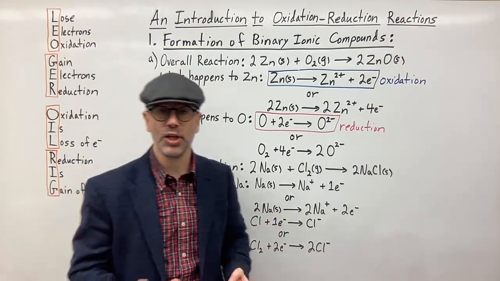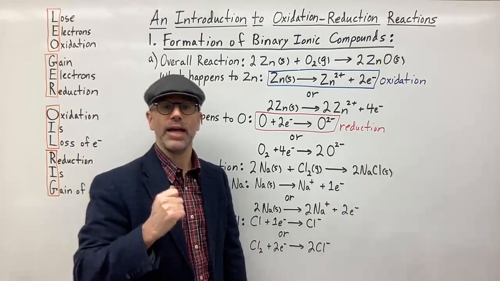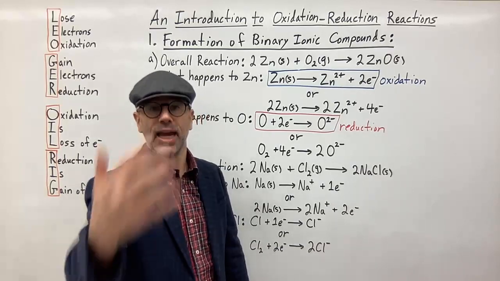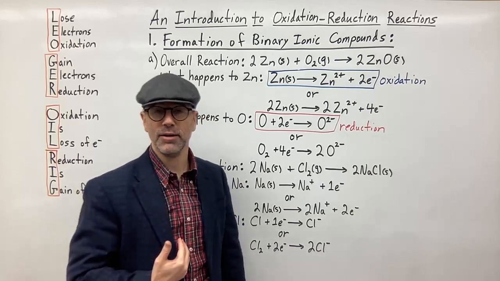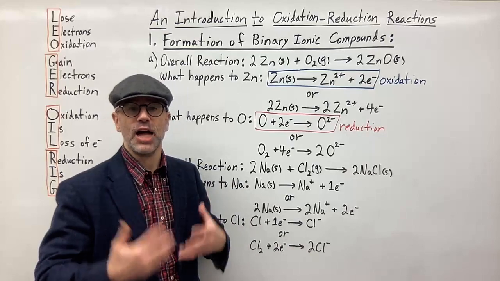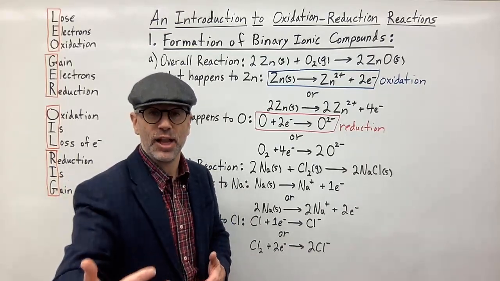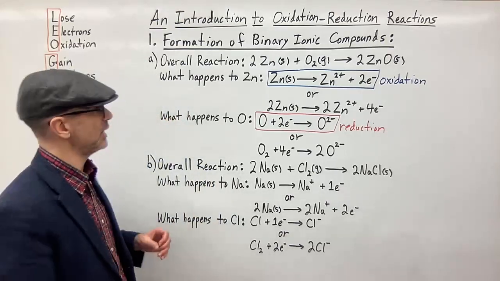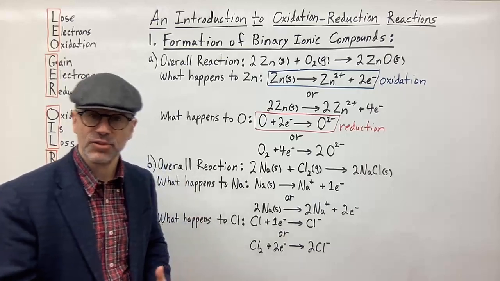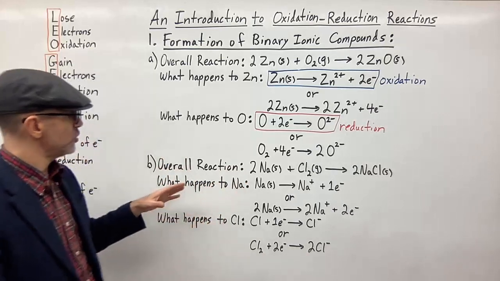So if I had a $100 bill and I gave you the $100 bill and you grabbed the $100 bill, I am losing $100 at the same time as you are gaining the $100. I am $100 poorer as you become $100 richer. So it's the same idea here. So oxidation and reduction are happening simultaneously at the same time. So let's look at our second example.